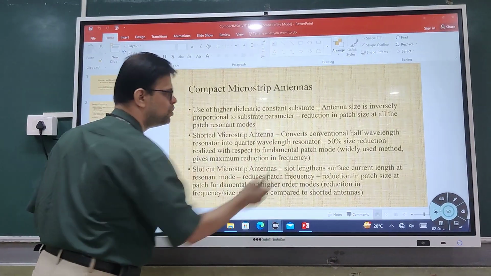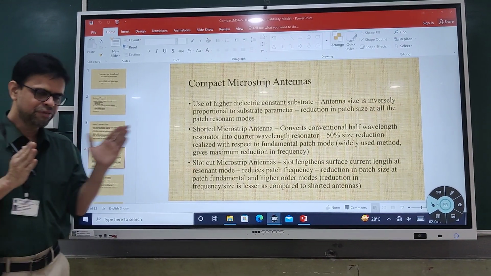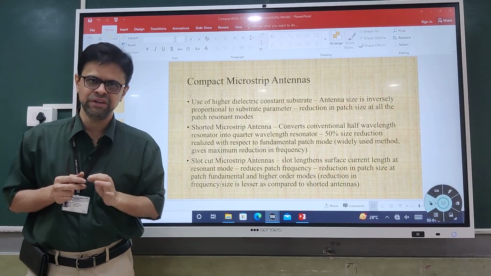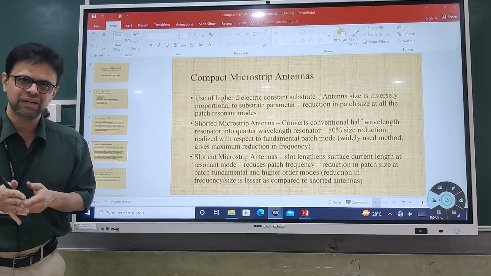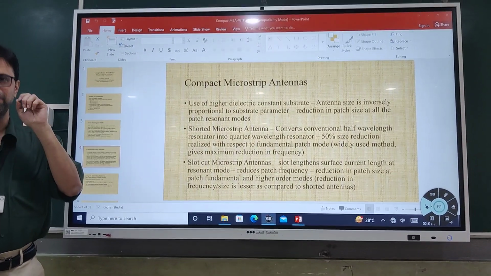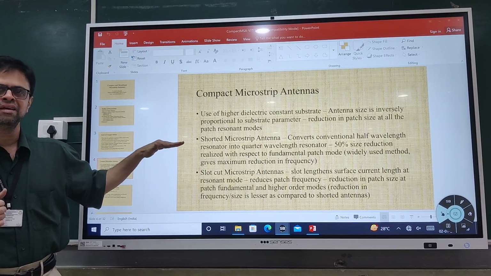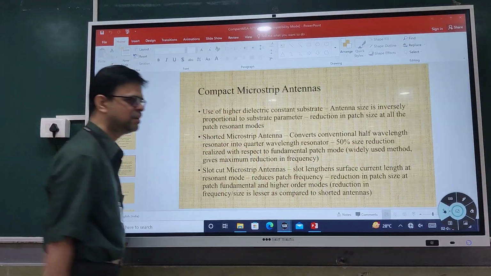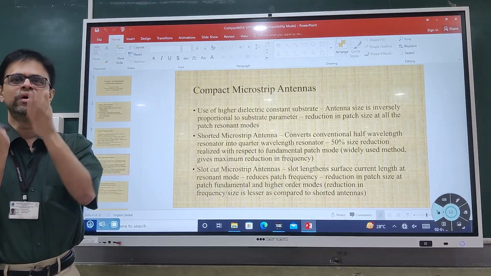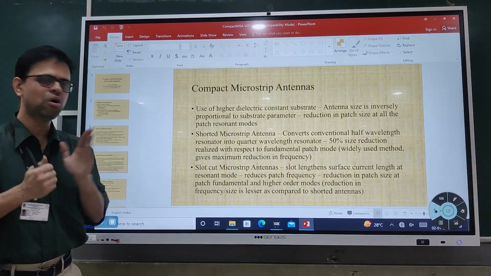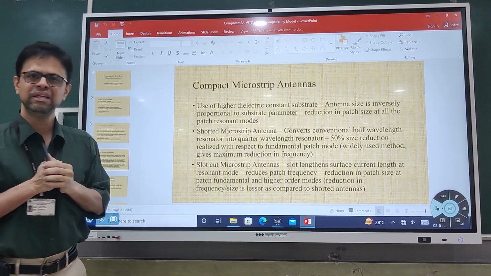Here you will see it converts the conventional half wavelength resonator into a quarter wavelength resonator. Before going further, I will just touch upon one point: with respect to the basics of radiation, the minimum dimension of the antenna required for efficient electromagnetic radiation is quarter wavelength. And what I am using in the conventional design is a half wavelength resonator. Through some means, I can convert this half wavelength resonator into a quarter wavelength resonator, and that is done using a shorting post. How exactly? That we will see in the next slides.